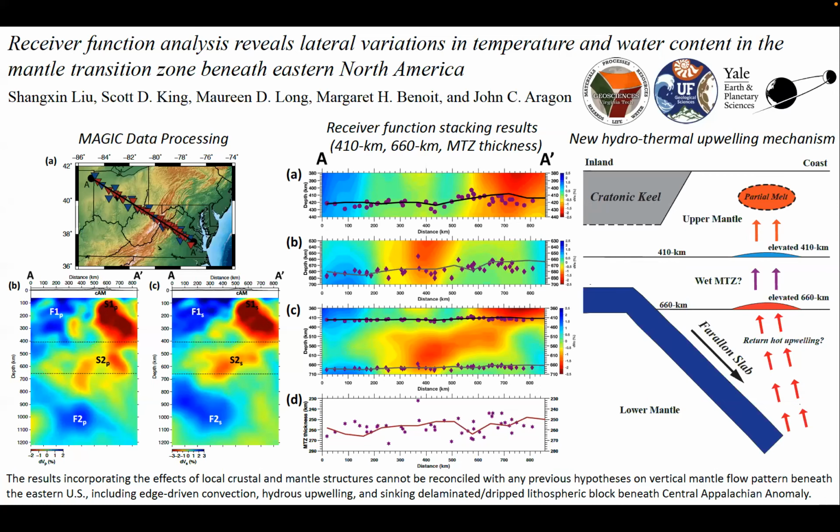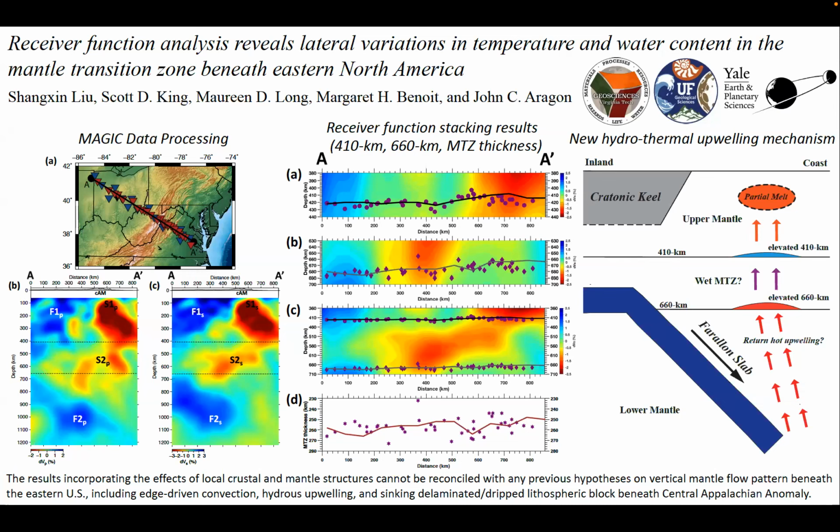I'm Shangxin Liu, a postdoc researcher at the University of Florida. Here I'm showing the 3rd project of my doctoral study when I was at Virginia Tech. We are using a very dense linear seismic profile called the MAGIC profile, running from Western Ohio to Eastern Virginia. We are trying to constrain the deep Earth structure of the mantle transition zone below the eastern US passive margin.